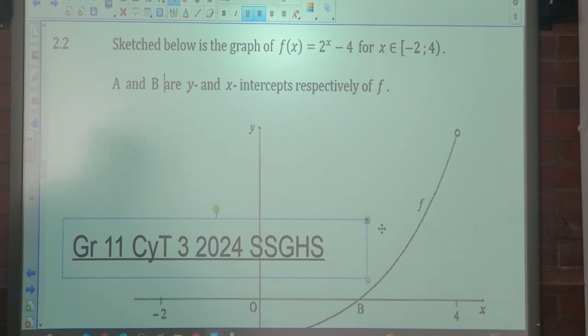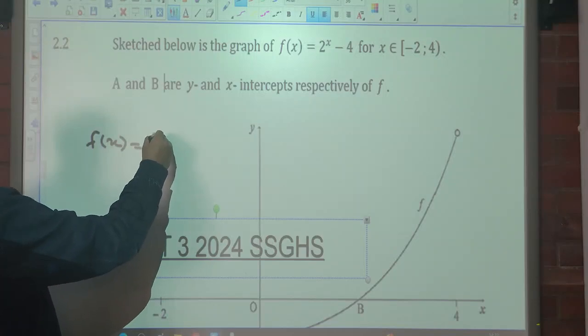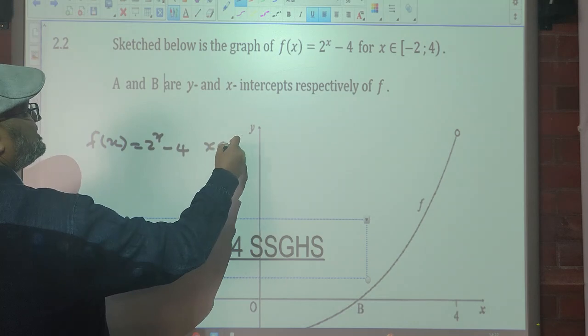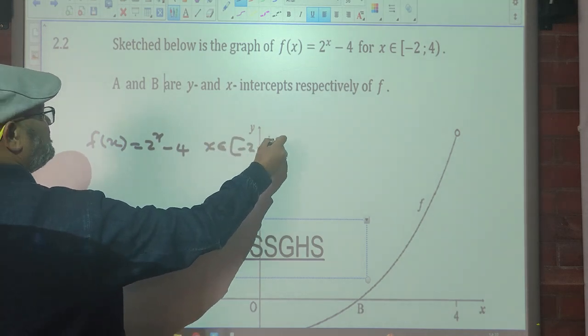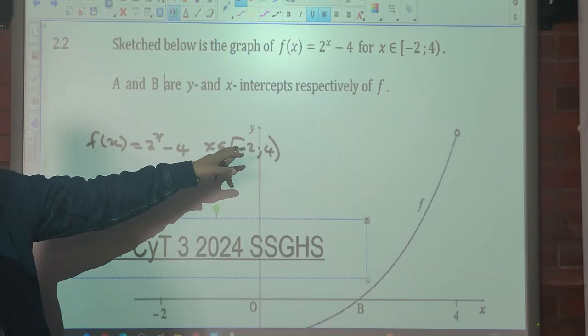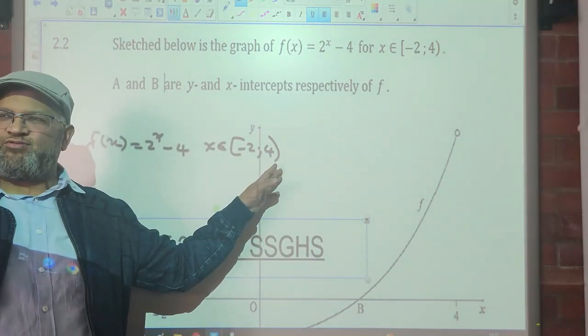Sketch below is a graph of 2 to the x minus 4 for x is an element of [-2, 4). Note that this is a square bracket, which means inclusive of negative 2, and a round bracket, which means exclusive of 4.